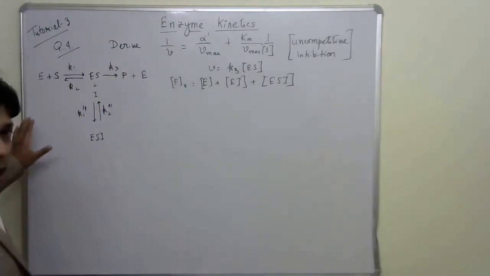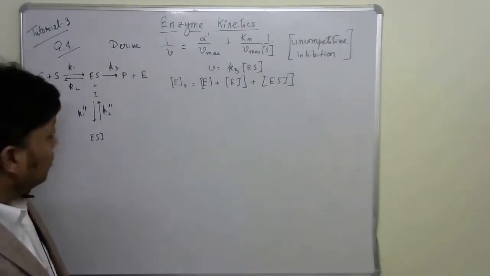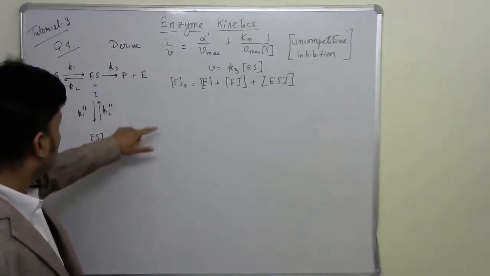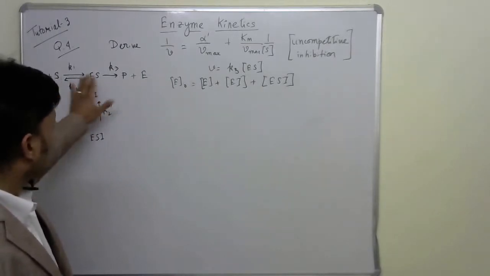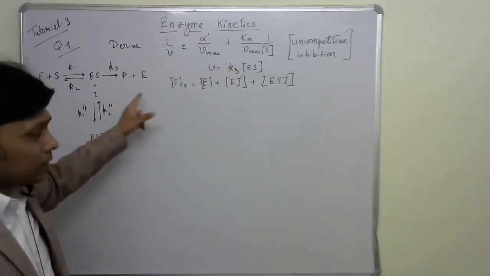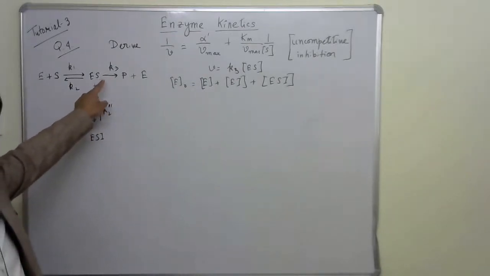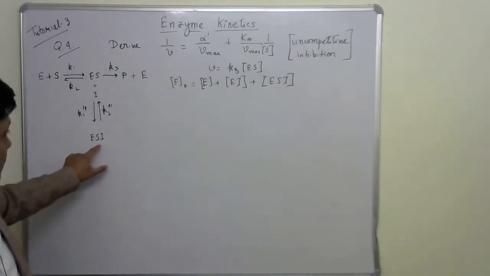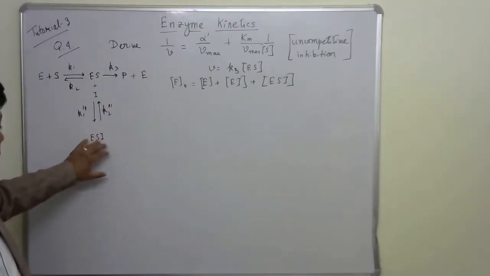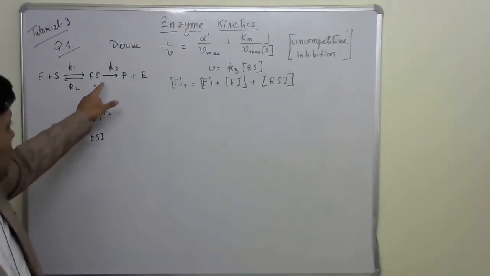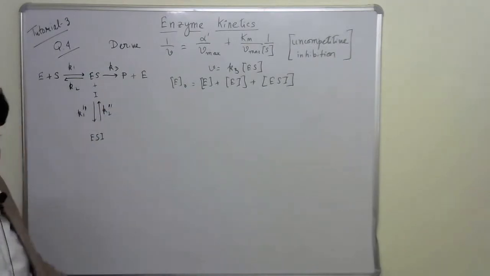So in order to derive, we first need to write the schematics for the enzyme inhibition. So this is the schematics where enzyme substrate complex ES is forming ESI reversibly, and therefore this doesn't give you the product, but ES gives you the product following K3.